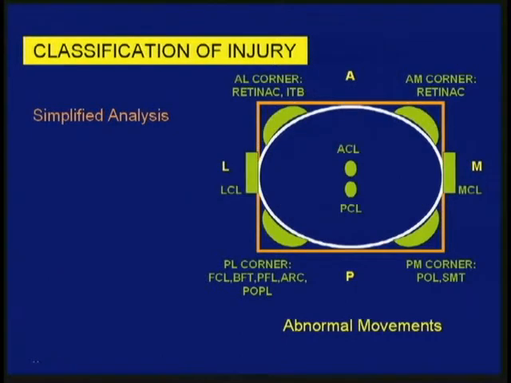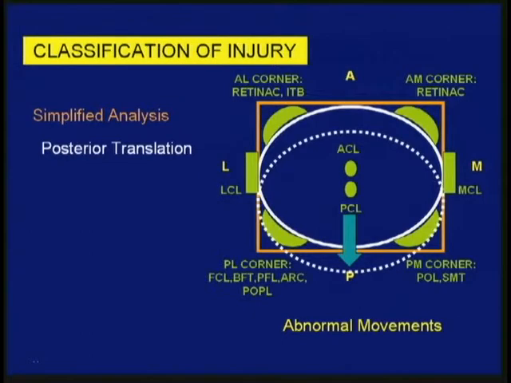Let's look at posterior translation. The tibia moves backward. Here we deal with a two-stage injury. The primary restraint fails, the posterior cruciate ligament. The second area of failure are in the posterolateral and posteromedial corners. Many will talk about these. The posterior oblique ligament and the arcuate ligamentous complex.